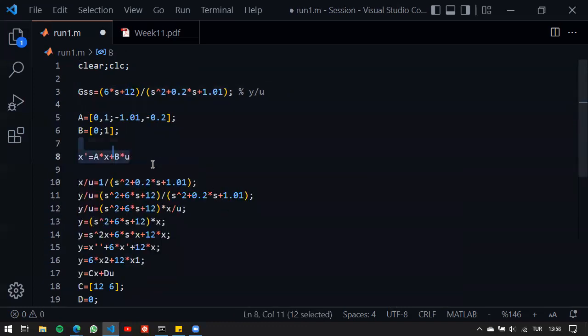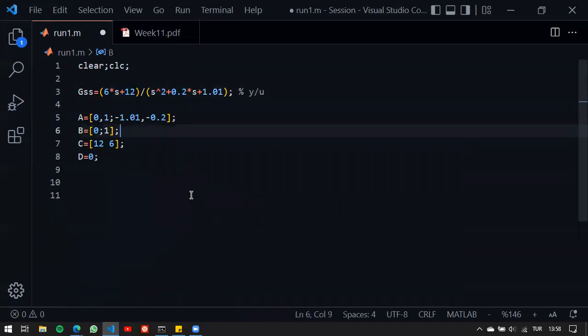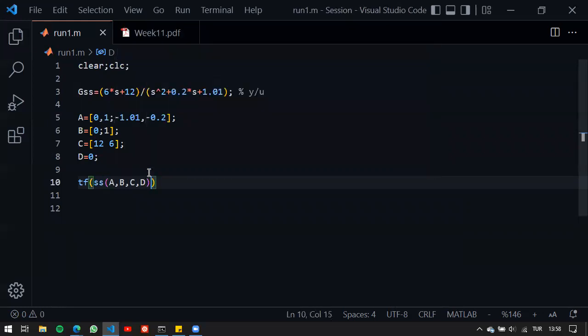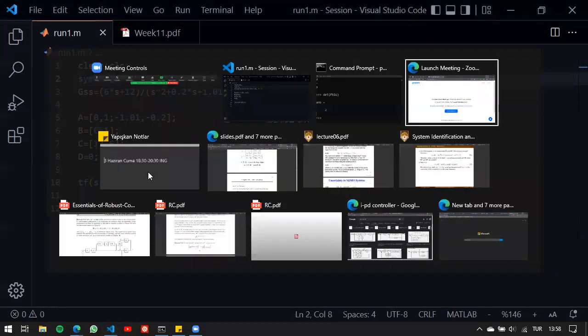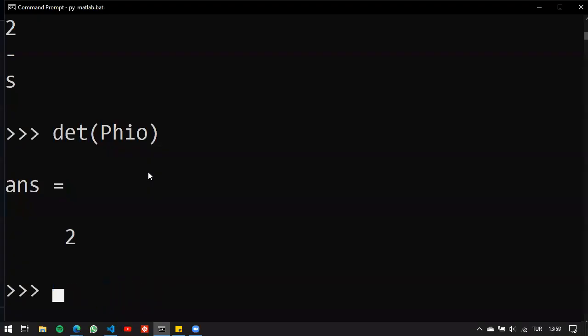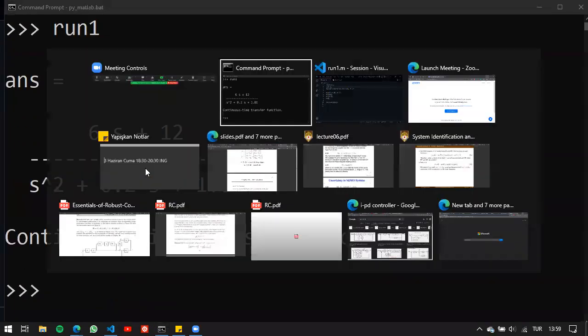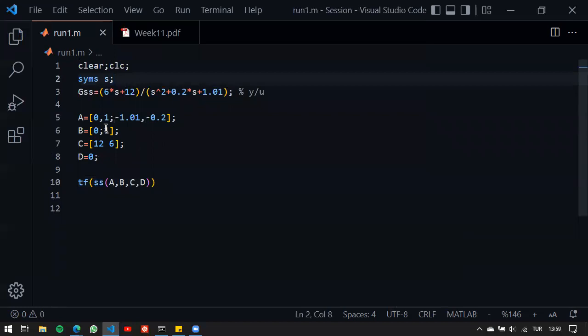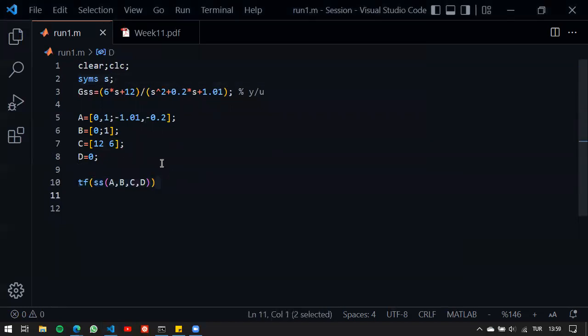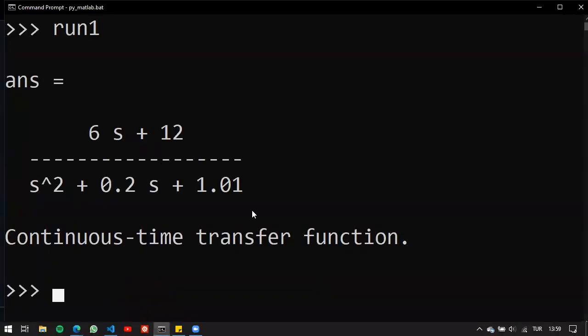Yeah, this is A, B, and this would be C and D. So again, we can just check if this is a valid thing. This should be basically the same transfer function. There we go. You can see that here TF gives us basically a continuous time transfer function, which has exactly the same coefficients.